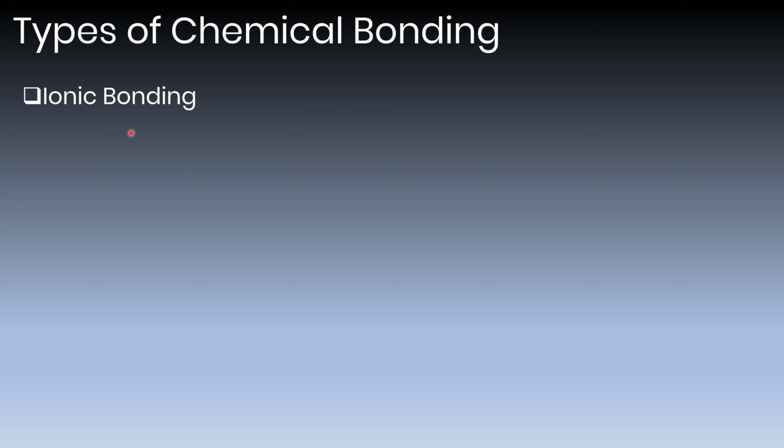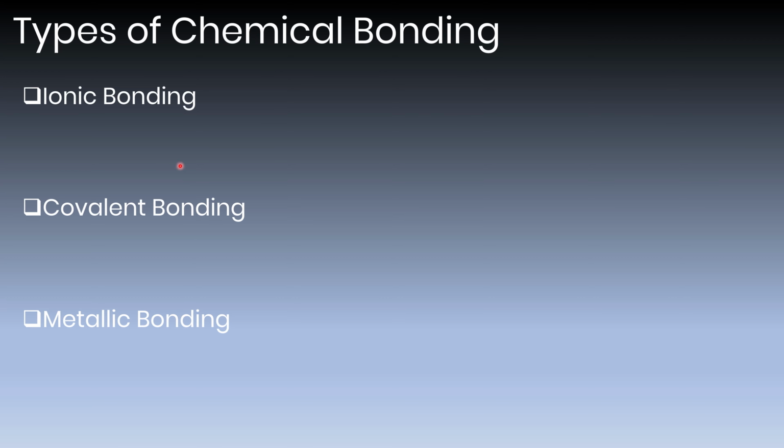The first type of chemical bonding is called ionic bonding. The next is covalent bonding, and the final type of chemical bonding that we examine in GCSE is called metallic bonding. In order to determine whether a substance has one of these types of bonding, you need to know your periodic table.